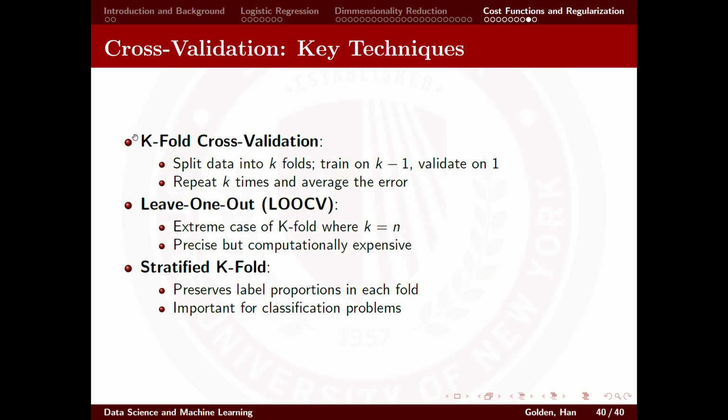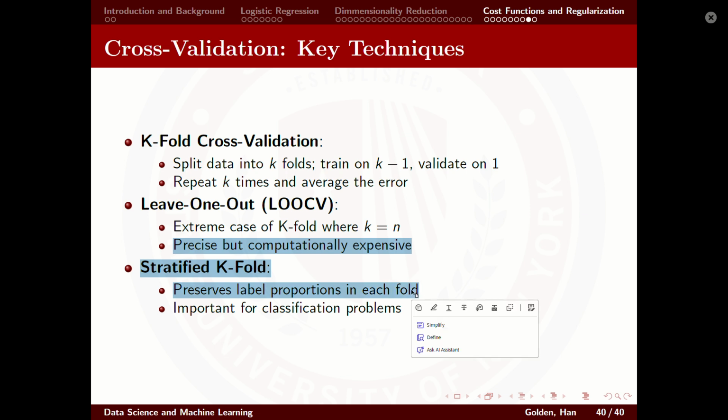There are several types of cross-validation, including k-fold cross-validation. We split the data into k folds, train on k-1 and validate on 1. You repeat this k times and average the error. Leave-one-out cross-validation is an extreme case of k-fold where k equals n. It's precise but computationally expensive, and stratified k-fold preserves the label proportions of each fold, and it's important for classification problems.